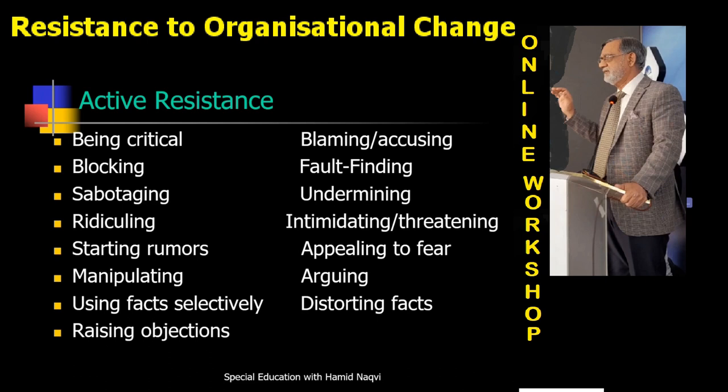And then they start propagating against that change with arguments which are normally on flimsy grounds. Those arguments on flimsy grounds, or all sorts of negative things like distorting of facts, etc., also begin. These types of reactions, we call them active resistance.